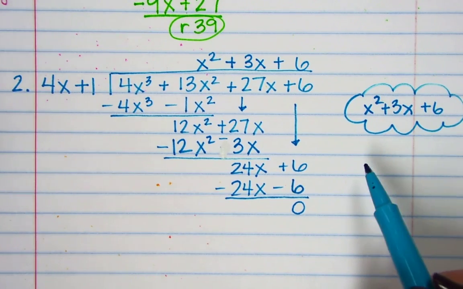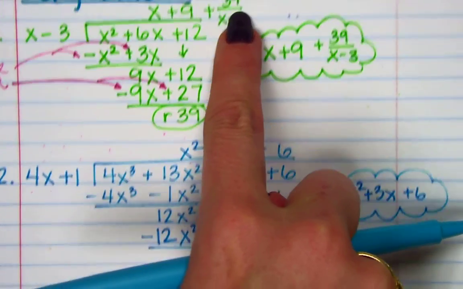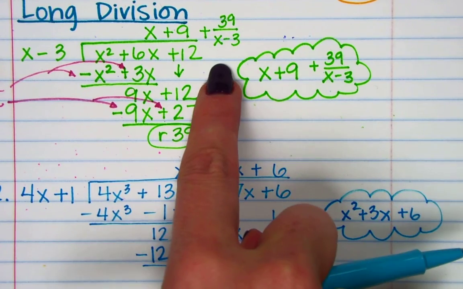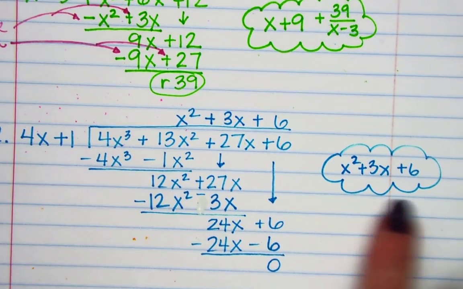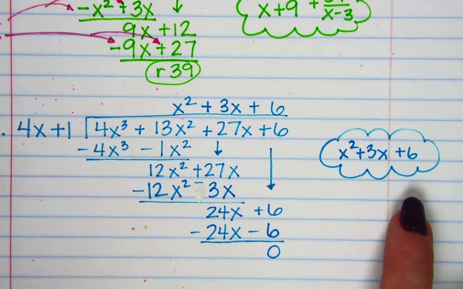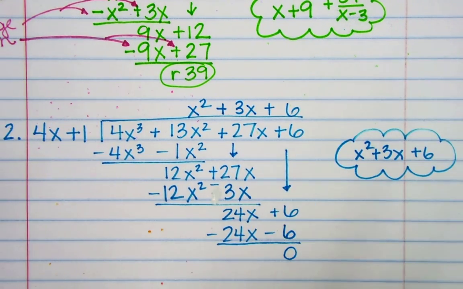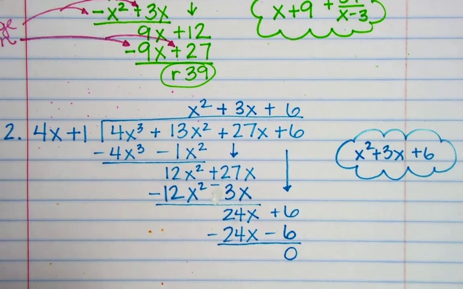Okay. Now, if there's a remainder, it'll look like this. It'll have plus the remainder divided by the divisor. If there's not, it will just be an even polynomial. Okay, here's the deal. Long division works on every problem.